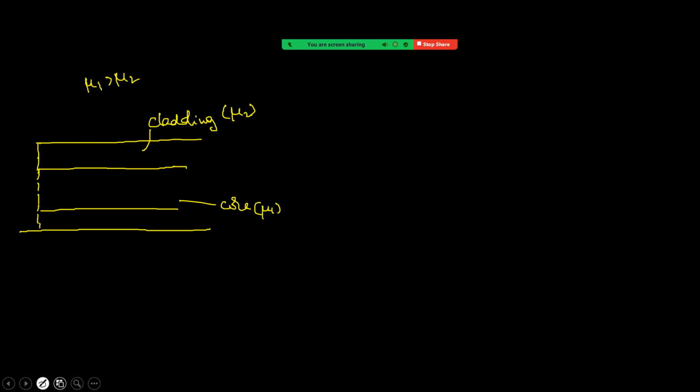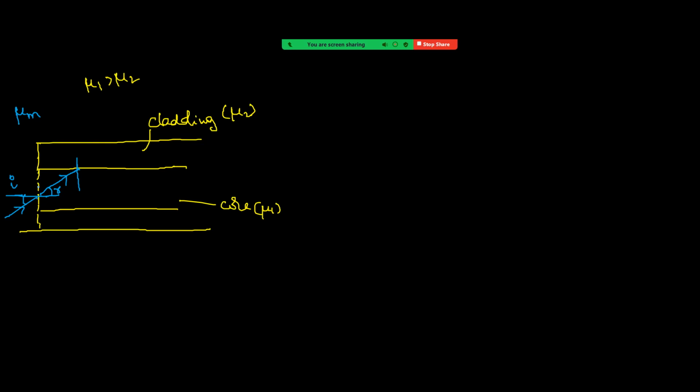Now let us take a light ray. Let us take here a light ray, and this is the angle of incidence. After refraction it enters into the core, so this is now the angle of refraction. Suppose we are keeping this fiber in a medium which has refractive index mu m, where m stands for medium. So the light ray enters from this outer medium into the core.